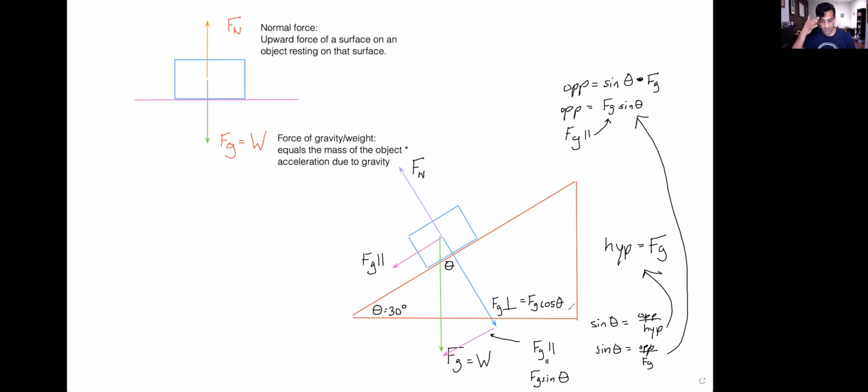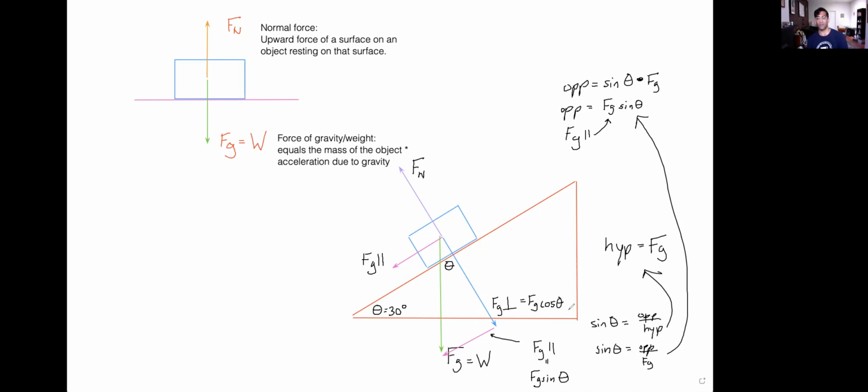So now I have these working equations or formulas, you could say, for calculating the perpendicular component of the force of gravity for an object on an incline and the parallel component. The parallel component is calculated as F sub g times the sine of theta. The perpendicular component is calculated as F sub g times the cosine of theta.